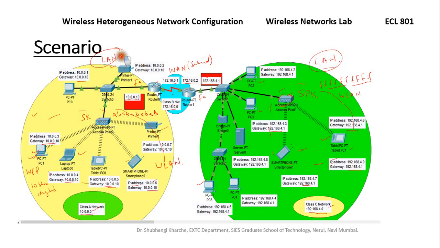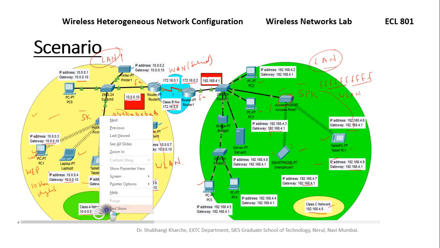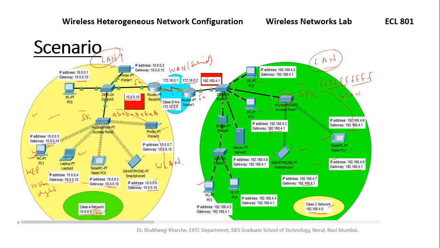The local area network 1 belongs to class A with an IP address 10.0.0.0. The local area network 2 belongs to class C network with an IP address 192.168.4.0, and the WAN network, that is serial network, belongs to the class B network with an IP address 172.16.0.0.